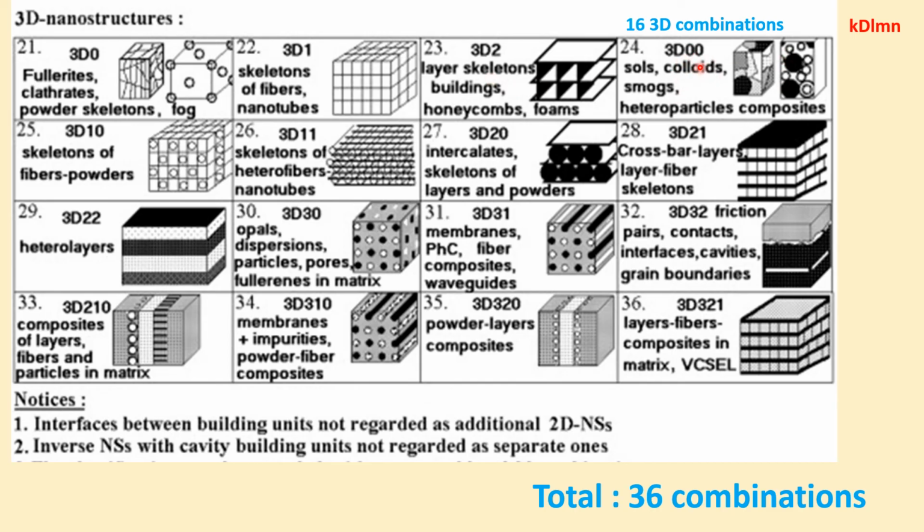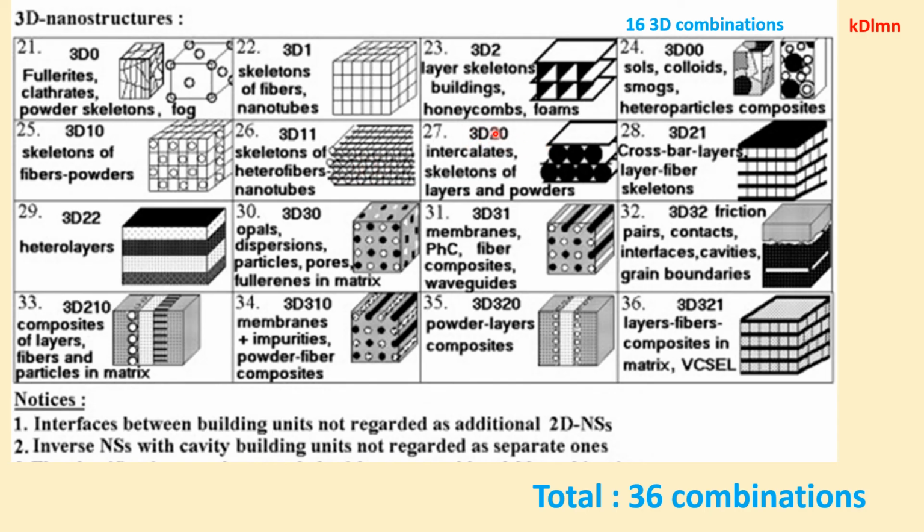3D00 means two types of zero-dimension material are used to make this three-dimension material. 3D10 means we have used one zero dimension, meaning some dot, and one dimension, meaning some layer or rods, to make this three-dimension structure. 3D11 means one dimension means some nanorods or nanofibers. Two types of nanorods are used to make this three-dimension skeleton or structure.